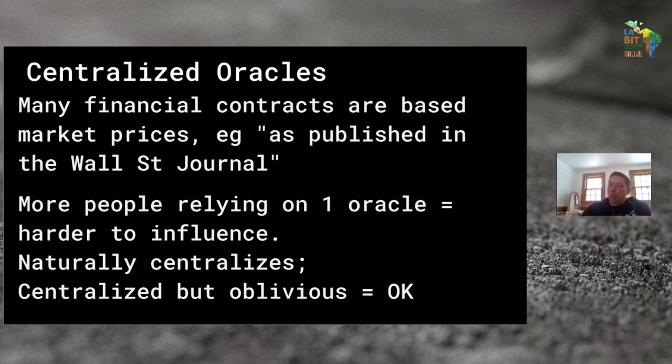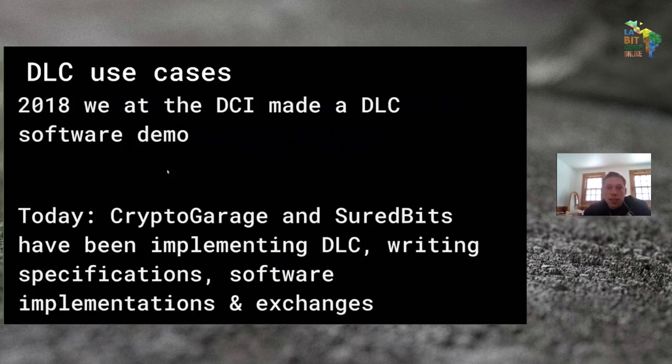The newspaper just reports prices, right? And the newspaper doesn't know that we're basing our contract on it. And that's good, because the newspaper is really big. It's hard to influence the newspaper. And this makes sense. The more people that are relying on a single oracle, the harder it is to manipulate the oracle. And so I feel like it naturally centralizes. But if it's centralized but oblivious, the way that newspaper is, it's okay. You're not worried that the Wall Street Journal is going to misreport the price of oil so that it can make a contract go the wrong way.